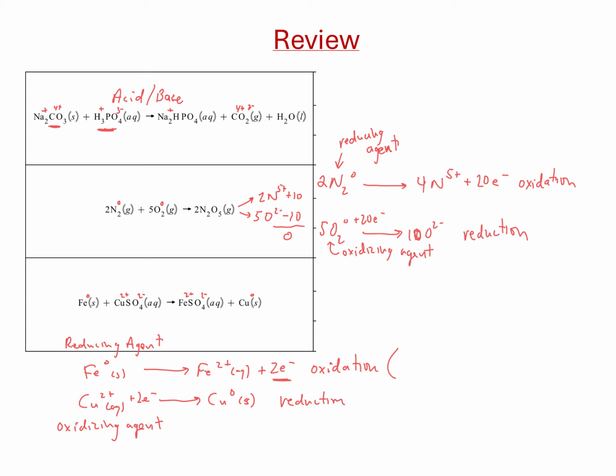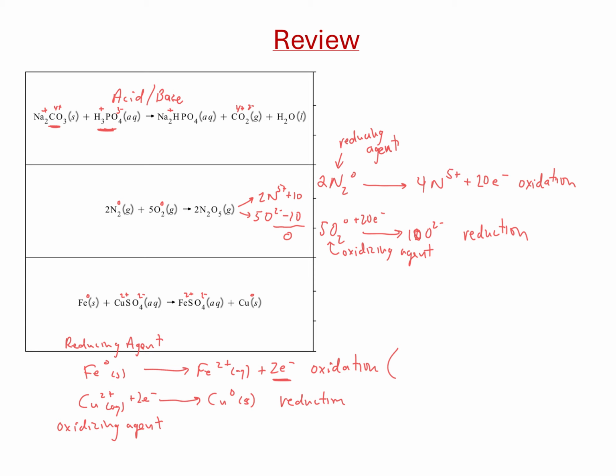So the first step, we want to assign our oxidation states. Once we've assigned our oxidation states in the reactants and the products, we can then add in where our electrons are, what's losing electrons, what's gaining electrons, to identify what's our oxidation half reaction, what's our reduction half reaction, and then we can identify our reducing agent and our oxidizing agent.